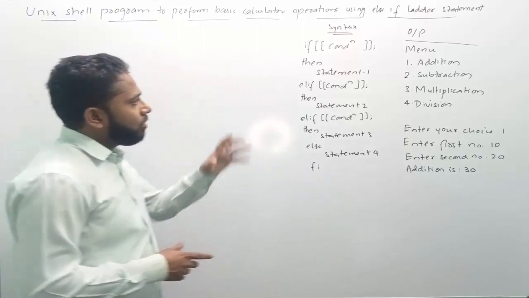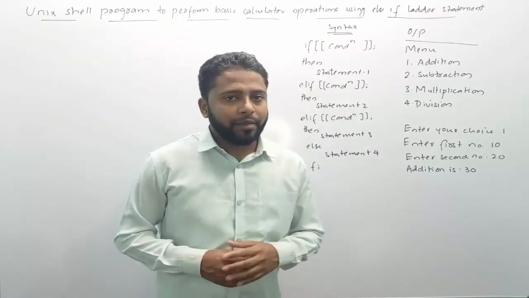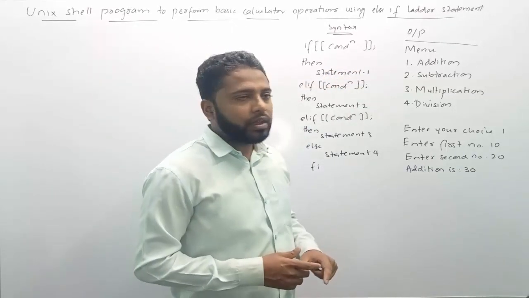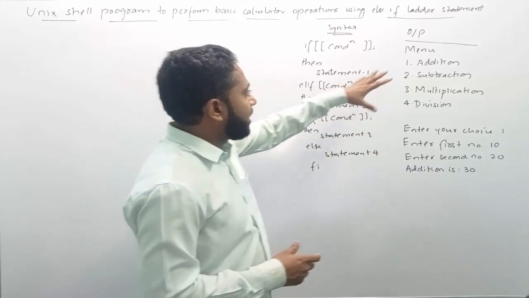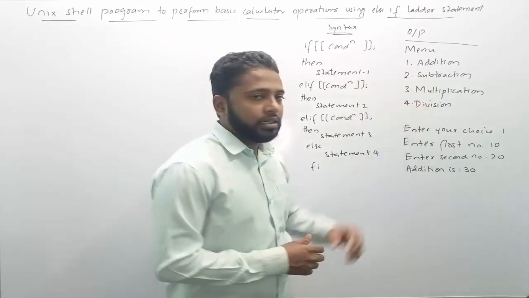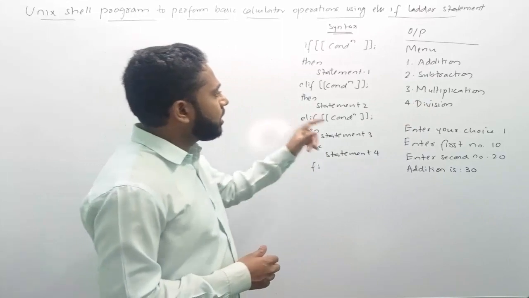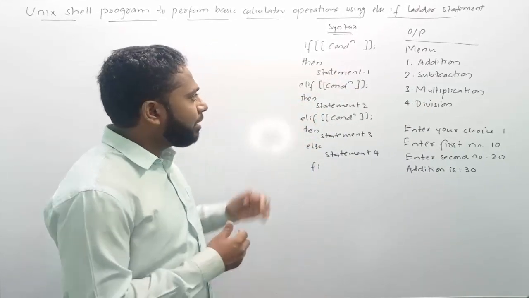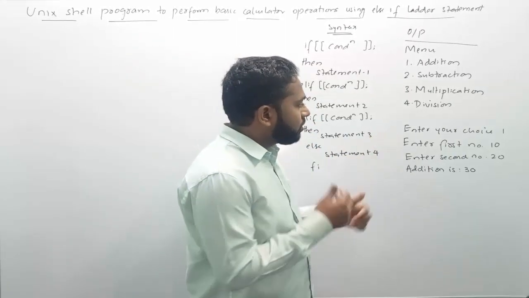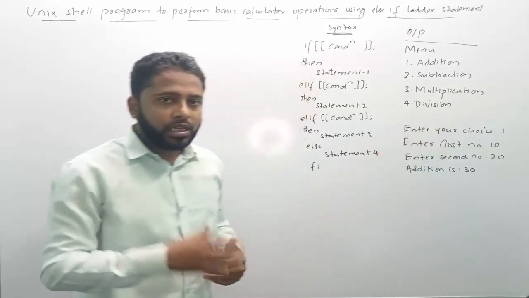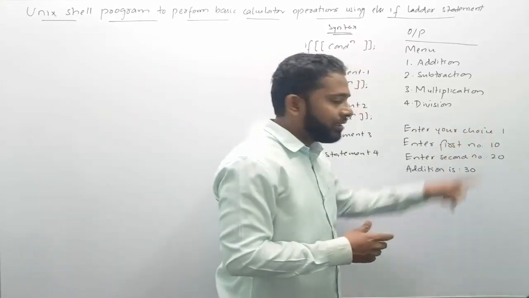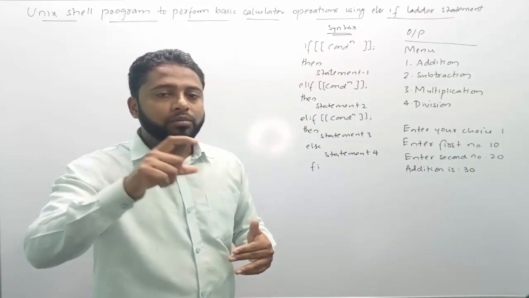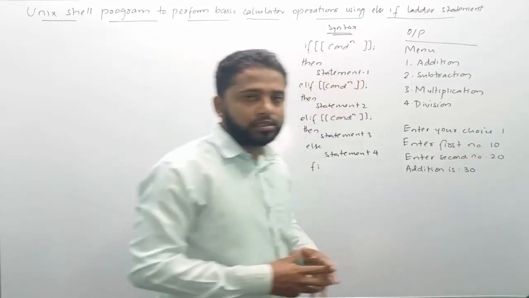As you can see here, I have already written down the output of this program, and when this program gets executed, it will display this menu with four options. First is addition, then subtraction, multiplication and division. With each and every option, you can see a number is prefixed, 1 to 4. That means when the user is asked to enter your choice, if the user enters 1, control will transfer to the addition block to perform the addition of these two numbers.